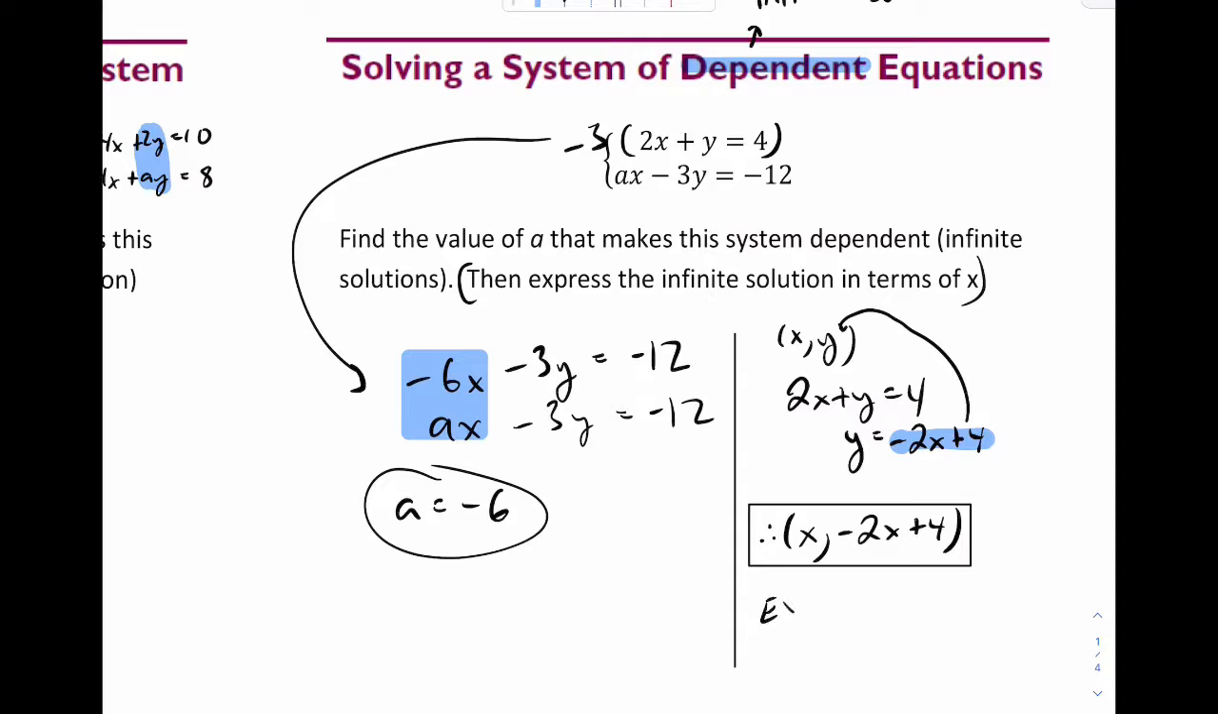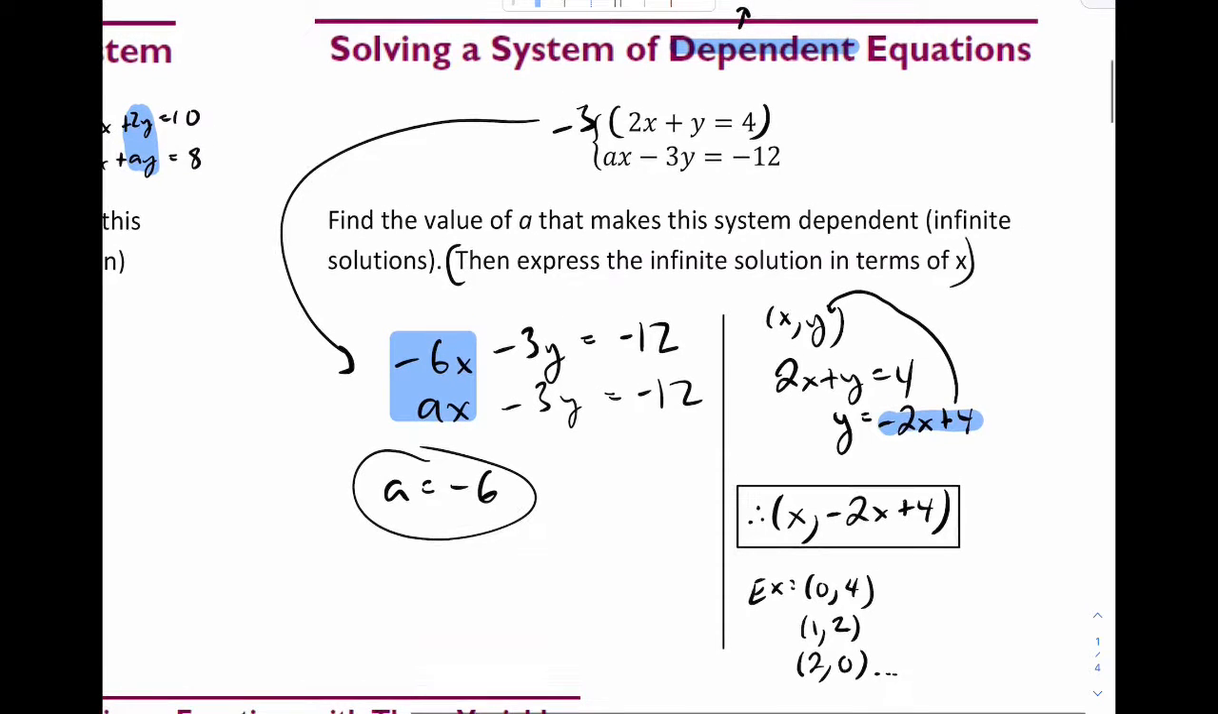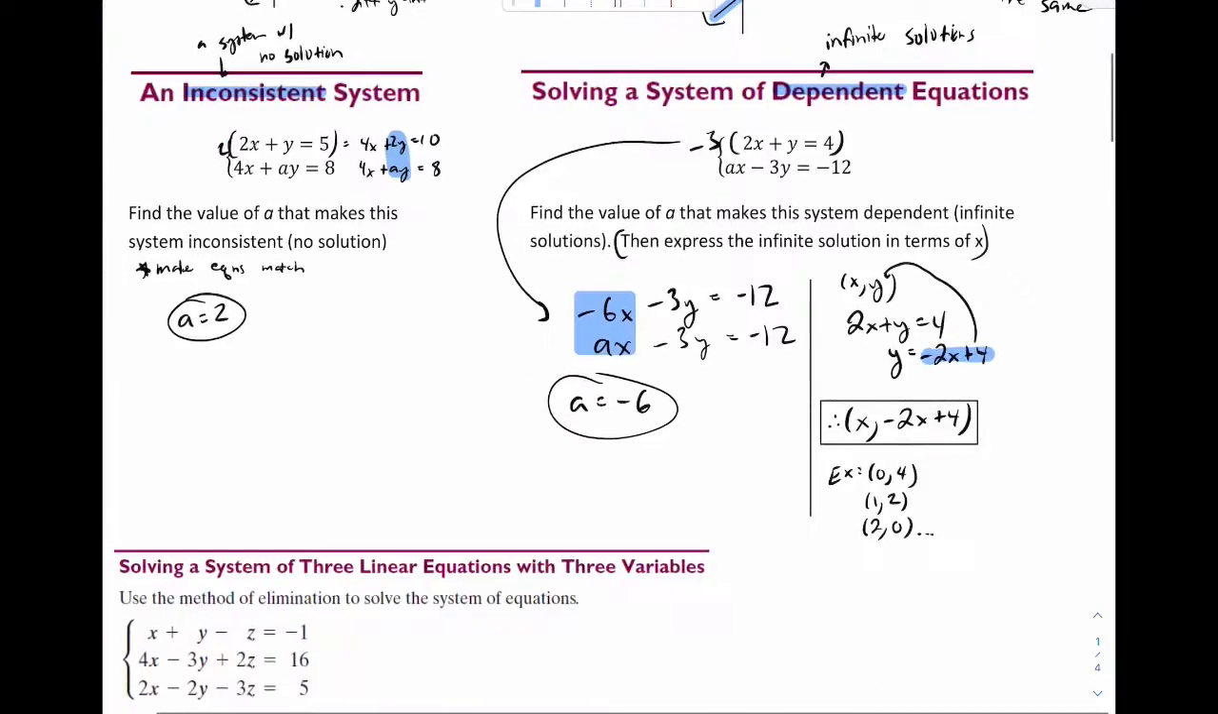So for example, some solutions would be, let's say I plug in 0, 0, 4 is a solution. I could plug in 1, and 1, 2 would be a solution. I could plug in 2, and 0 would be a solution, and this continues forever. So that's what it means to have an infinite solution, something like that.